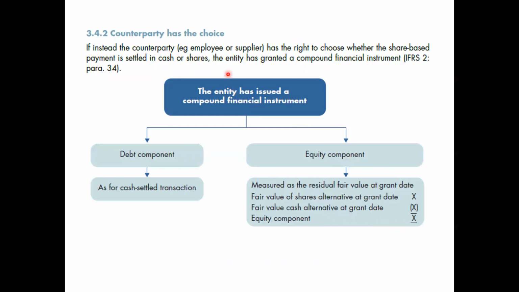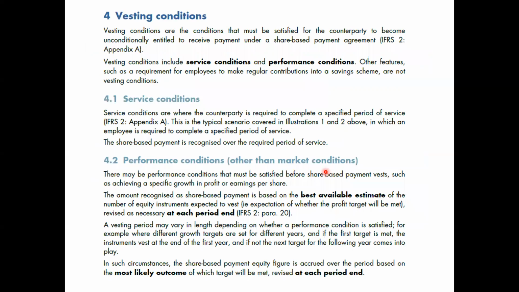If the counterparty has a choice at the end of the day, we need to make sure that we know how to treat this as follows. Because they have a right to choose whether it's a share-based payment or cash payment, the entity will have granted them a compound financial instrument, and they will need to be able to split between the debt component and the equity component. Make sure that there's a compound financial instrument the moment that the counterparty has the choice for the settlement.